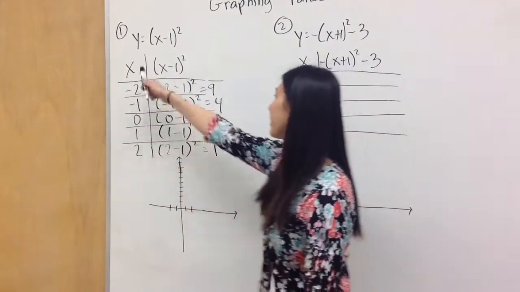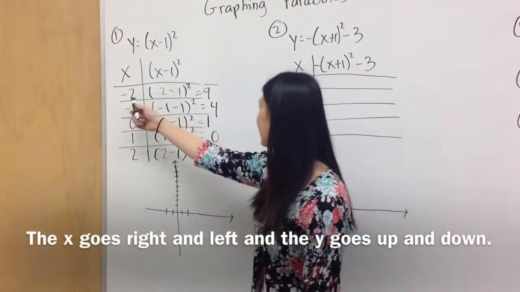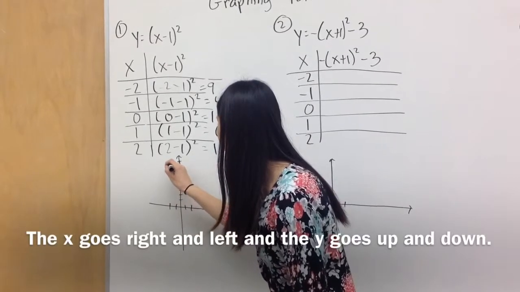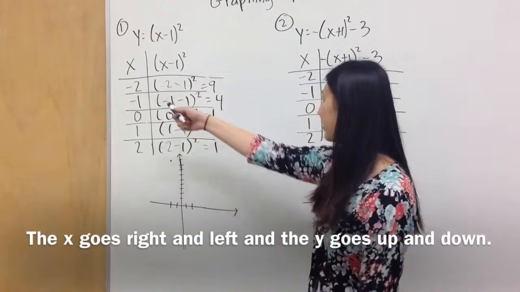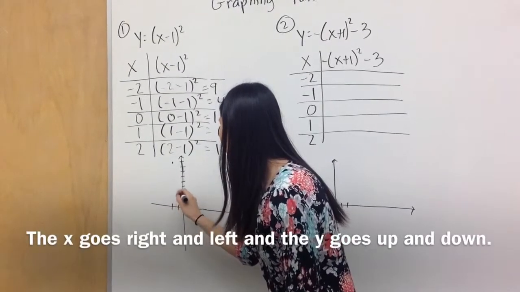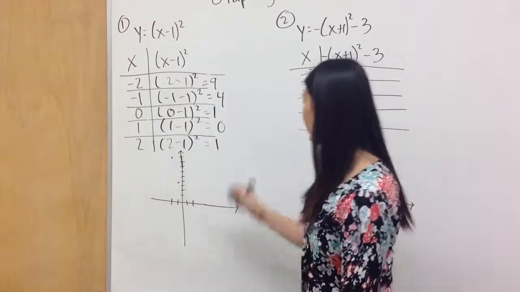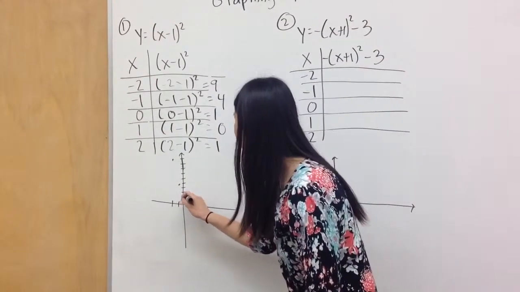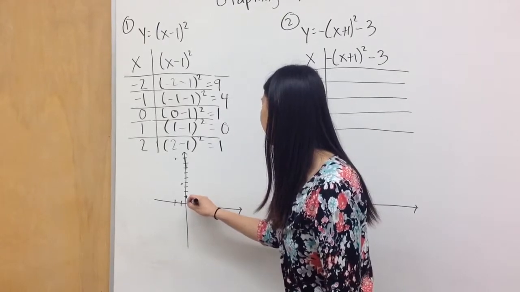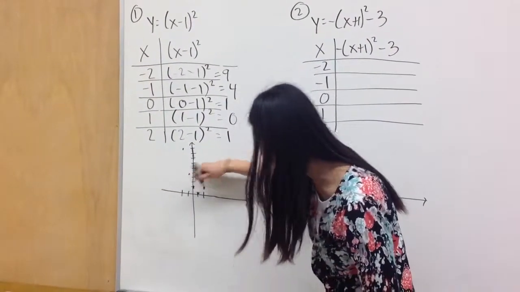So now I'm just going to plot these points. So remember, these are my x coordinates. These are all my y coordinates. So the point -2, 9. So -2 and all the way up to 9. -1 and 4. So -1 and then 1, 2, 3, 4 right here. Then I have 0, 1, which is right here. I have 1, 0, which is right here. And then I have 2, 1, which is right here.